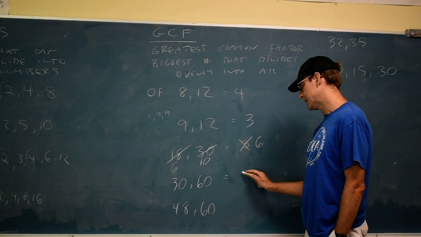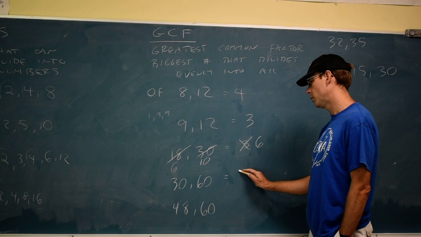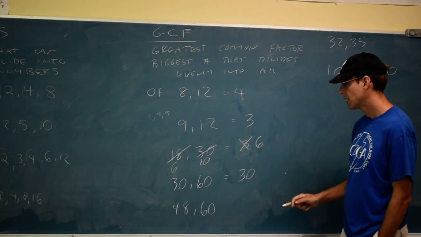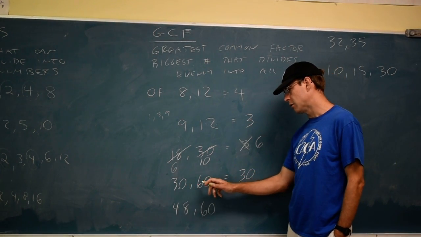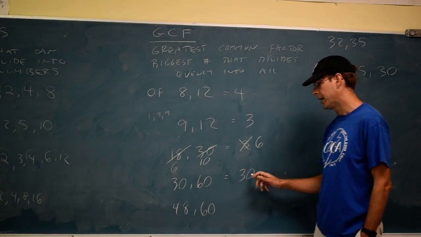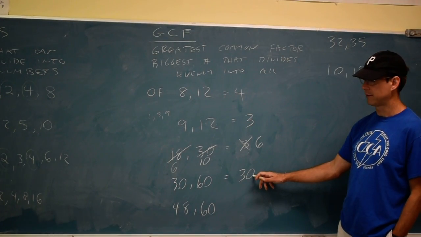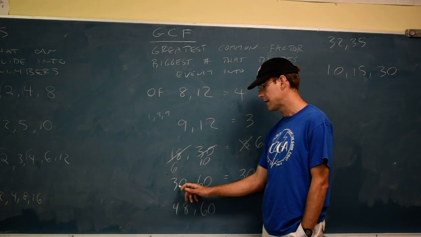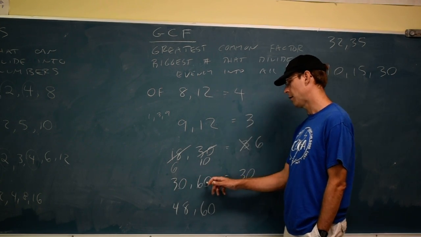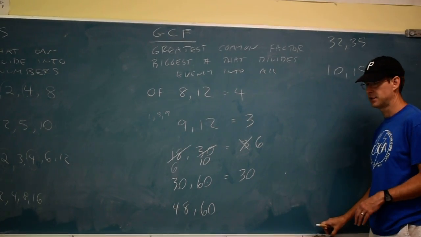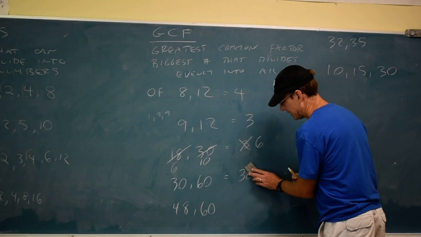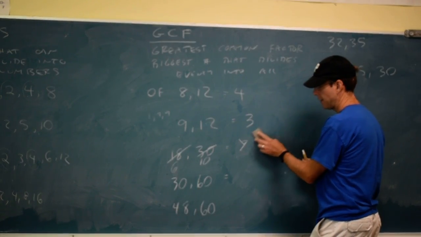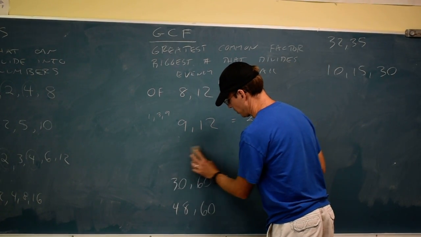With 30 and 60, the GCF would be 30. If the littler number goes into the bigger number, that littler number is the GCF. Okay? The biggest factor of 30 is 30, and it can go into 60, and that's your answer. If you had something smaller than 30, I'll run that check again as an instant replay.